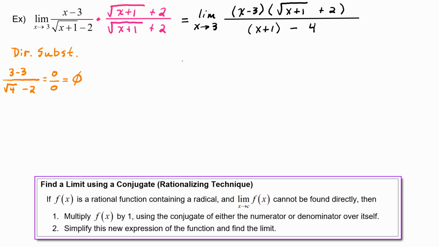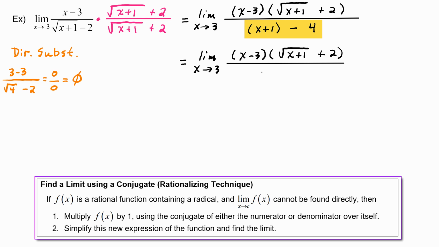Now this is going to simplify. It equals the limit as x approaches 3. In the numerator, we have quantity x minus 3 and quantity square root x plus 1 plus 2 over the denominator, which will simplify to be x minus 3. So this will equal the limit as x approaches 3.